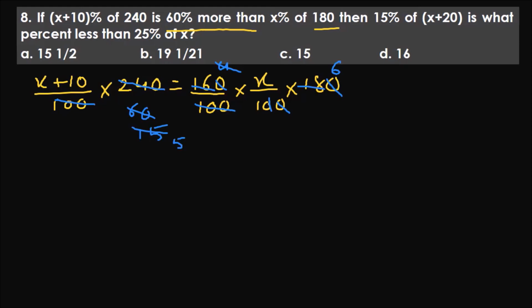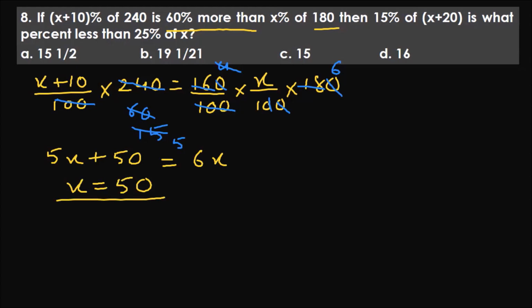So this 5 gets multiplied with x plus 10, so we have 5x plus 50. That is equal to 6x. This means x equals 50. We finally have the value of x. Obviously, this is not the final answer, but this is very important for the answer.